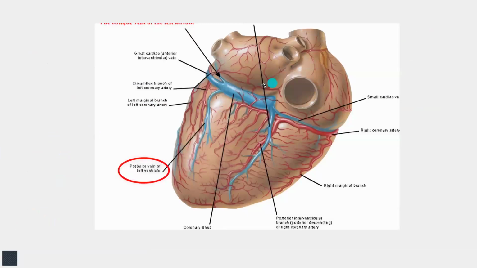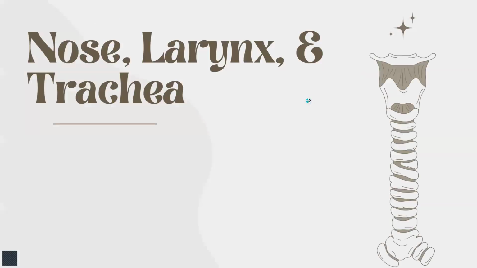The coronary sinus, you can see this big fat blue vein here. It inserts into the right atrium here, and this is the coronary sinus basically, and it's responsible for draining blood from the heart. Okay, nose, larynx, and trachea.